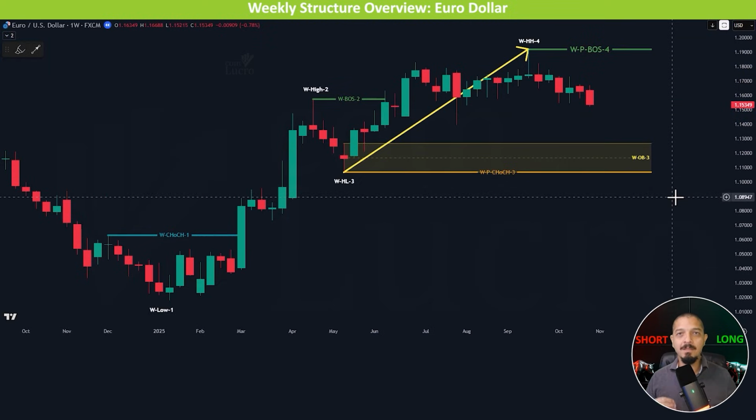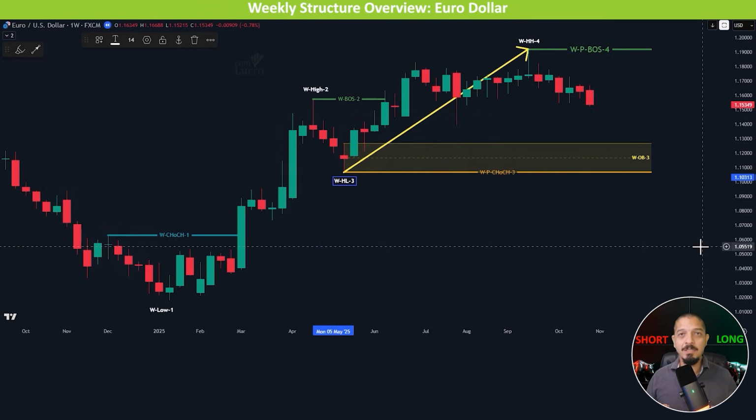With that in mind, the most important movement for our analysis is exactly this leg between the weekly higher low number 3 and the weekly higher high number 4, since this is where the current retracement, the Fibonacci levels, and the potential structural shift are all developing.